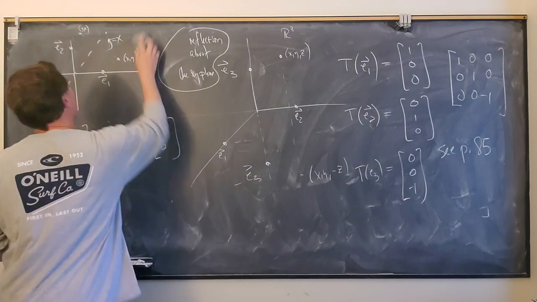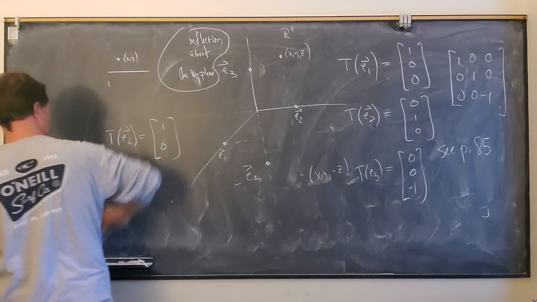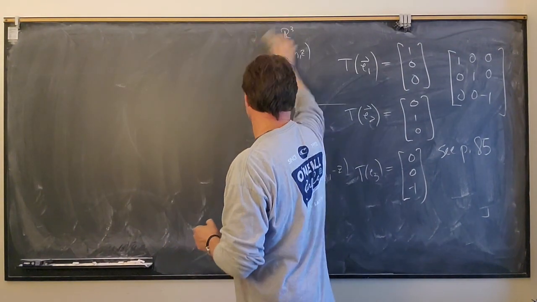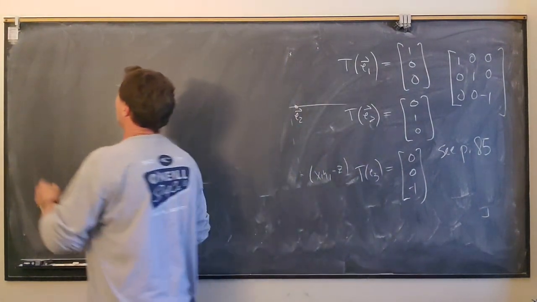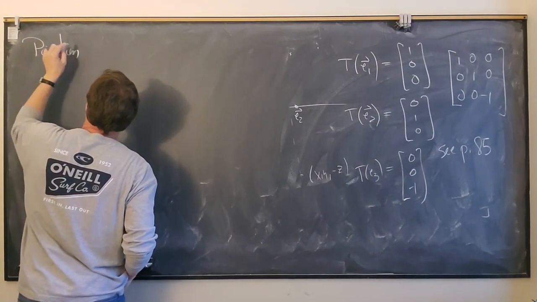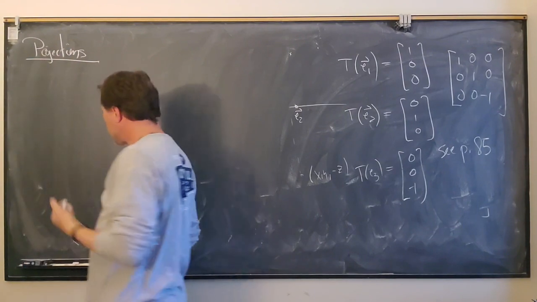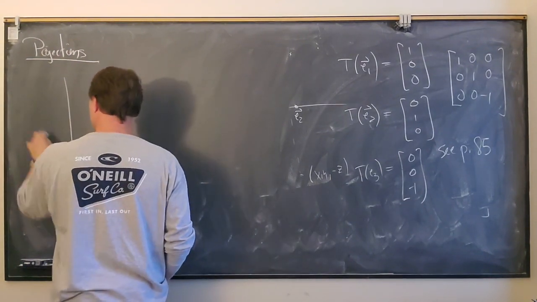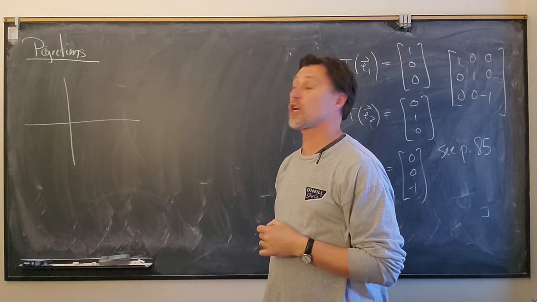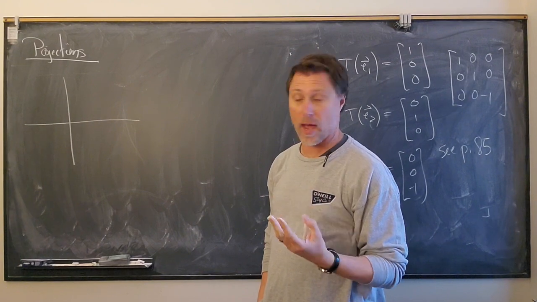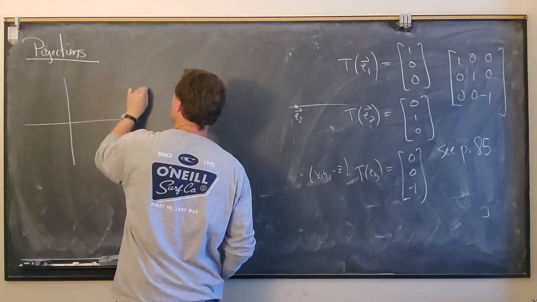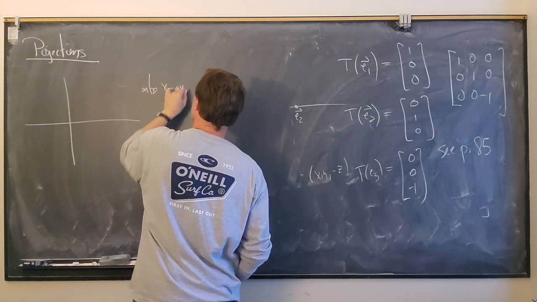There's another type of transformation that can be defined geometrically. They're called projections. So projections, and we'll start off once again two-dimensionally. We're going to have two different projections. There'll be projection onto the x-axis, projection onto the y-axis. So this will be projection onto the x-axis.